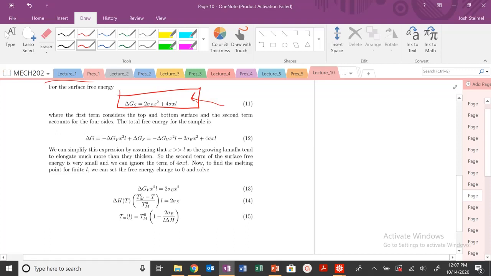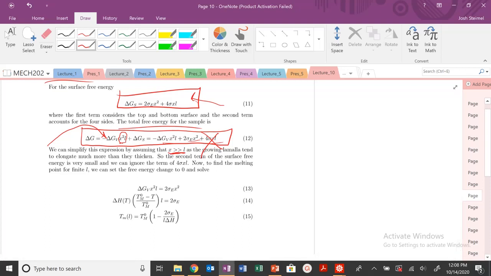And then the total free energy for the sample is just going to be, again, minus, because this is a favorable enthalpic interaction. I'm multiplying by the volume here because this is a per volume term. We've already solved for that previously. And we're going to make one key assumption here, that X is much greater than L. So the term with x squared, compared to x, is going to be much smaller. And we saw that x could be very large, on the order of micrometers. So we're going to set that to equal 0, and now we can solve for our problem.